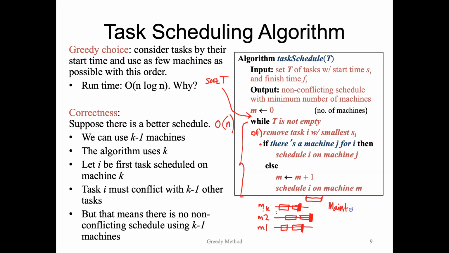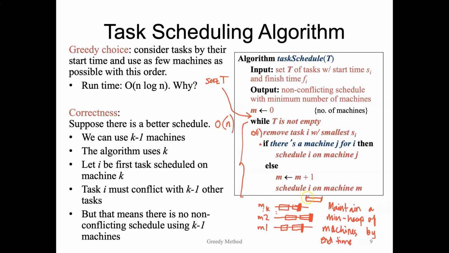maintain a heap, a min heap, of machines based on this end time. So we're going to maintain a minimum heap of all of the machines that we've created so far, and we're going to use as keys the end time, the finish time of the last task that we've scheduled on that machine.